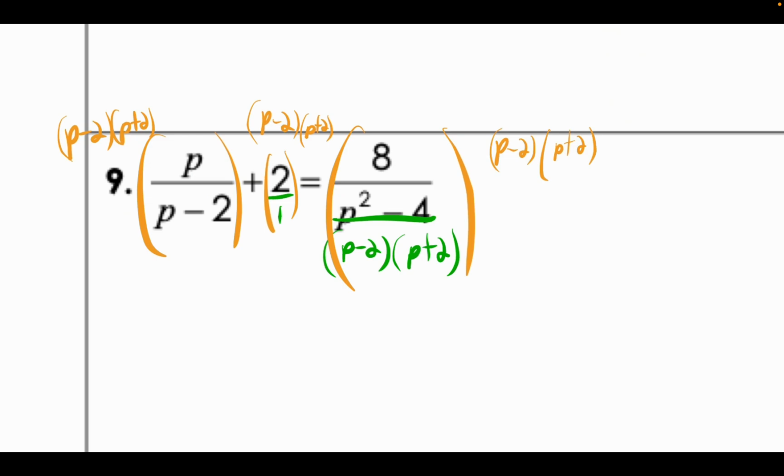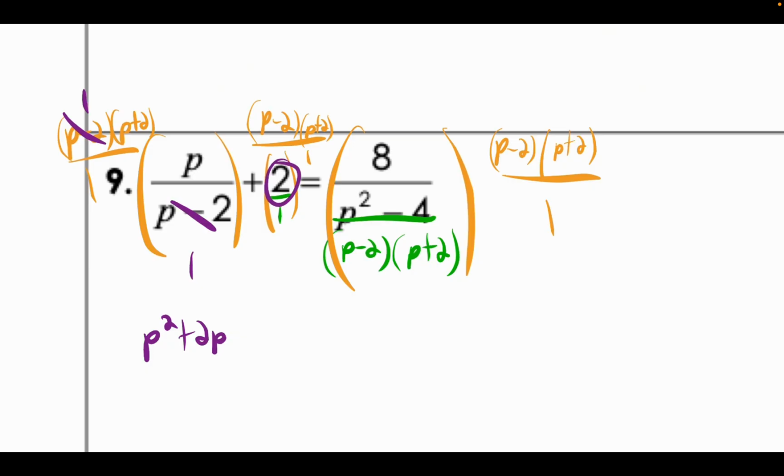Whew, lots of writing there. And those are all technically over 1 if you prefer writing that. It's just a personal preference. So this left-hand fraction, the p minus 2 and p minus 2 cross-reduce, giving me p plus 2 times p. So I multiply those together by distributing, and that leaves me with p squared plus 2p.